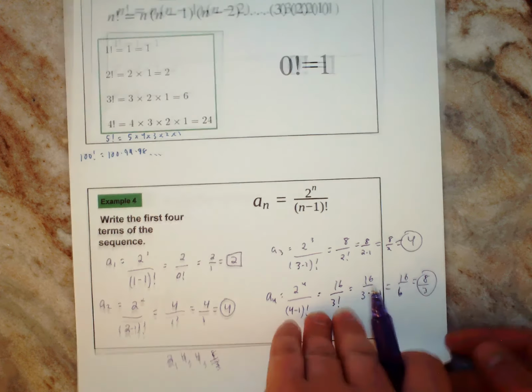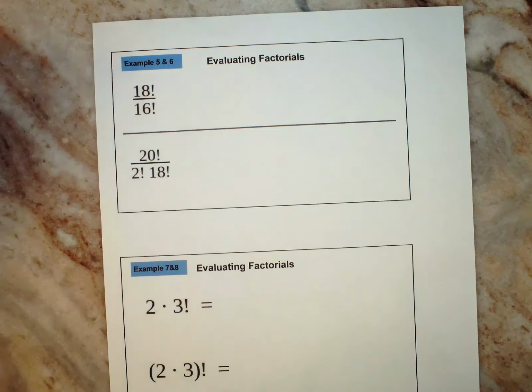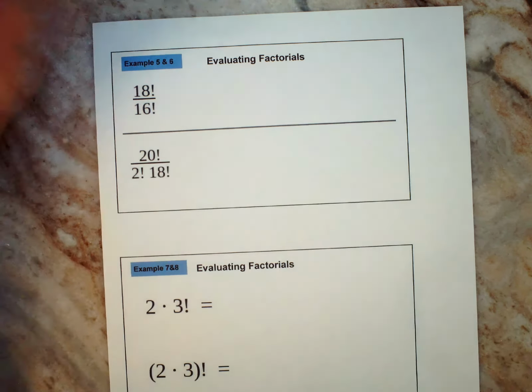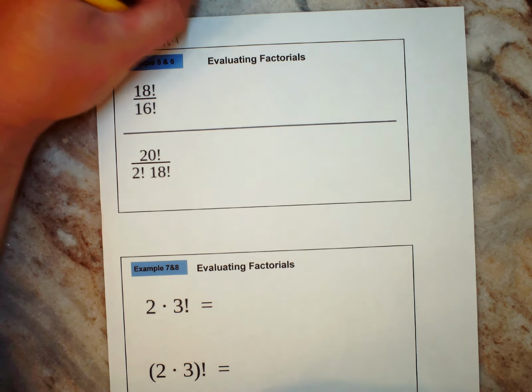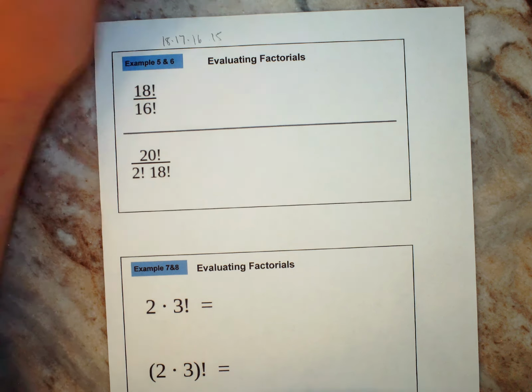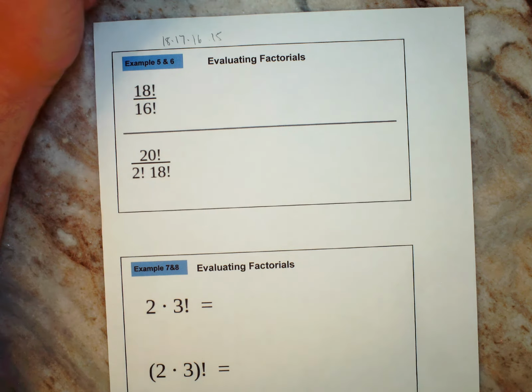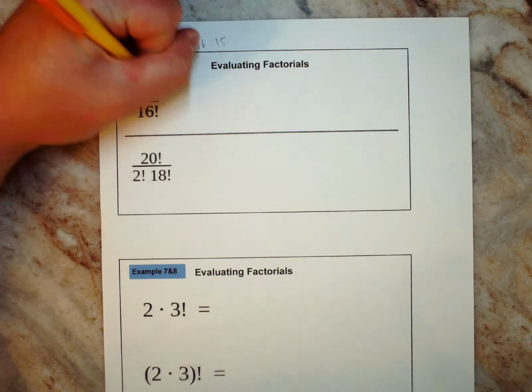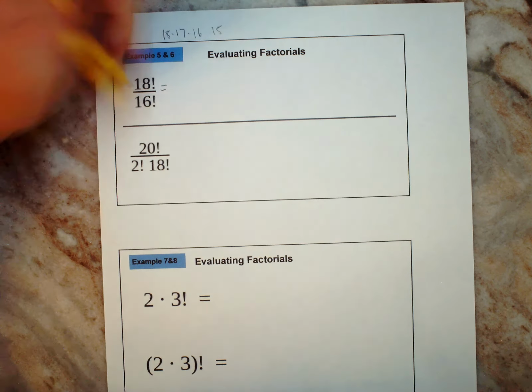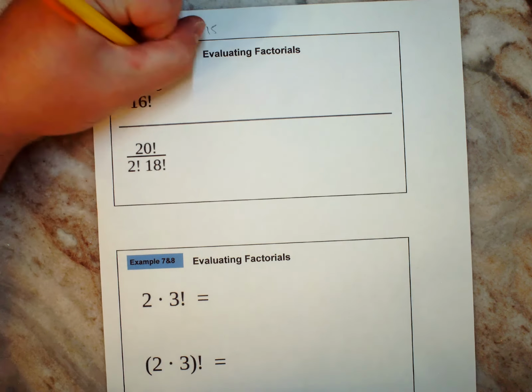So now, obviously, your next question is, what happens when the factorials are huge? Am I going to make you sit there and go 18 times 17 times 16 times 15? You might be thinking yes, but the answer is no. So when you evaluate factorials, I'm going to show you how to do it. So remember, 18 factorial is 18 times 17 times 16. So we're going to just start writing it.